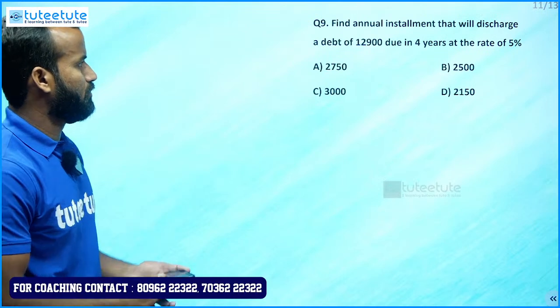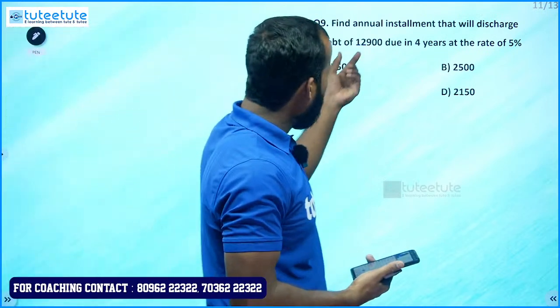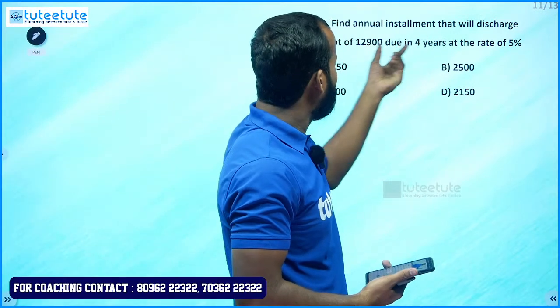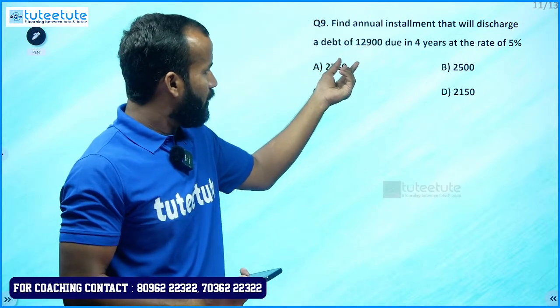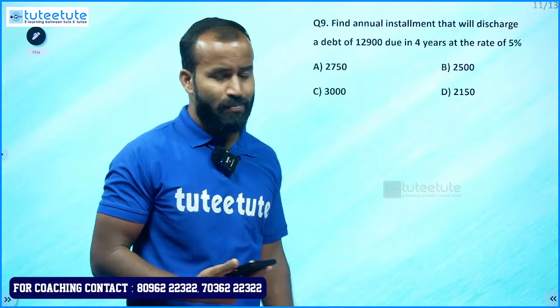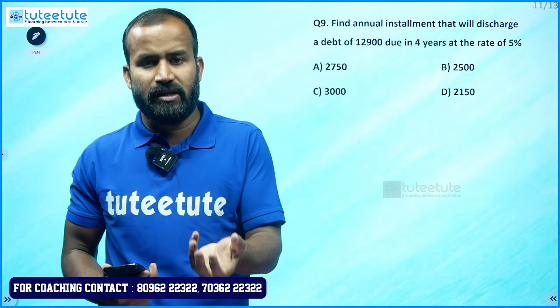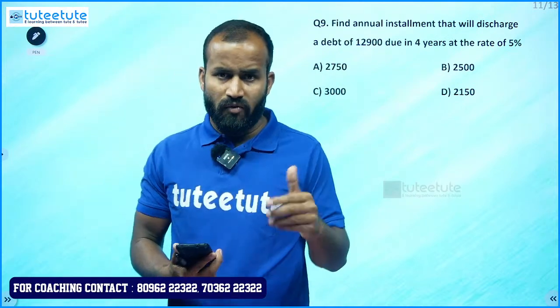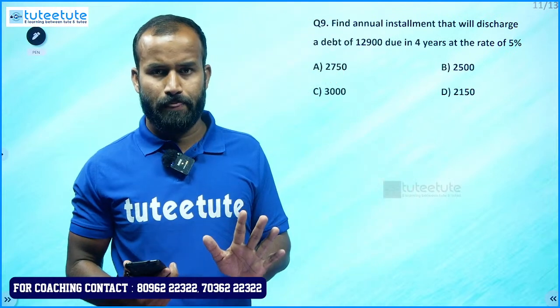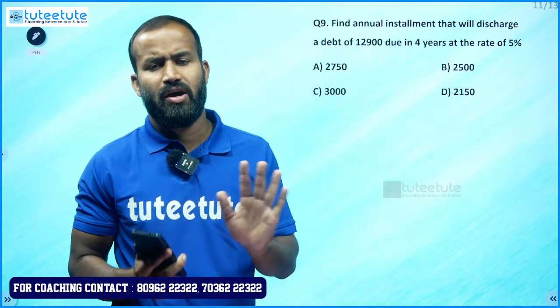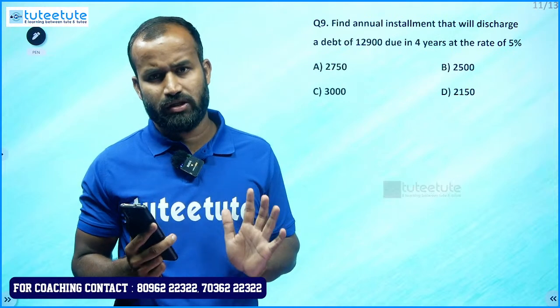Okay, next question. Find the annual installment that will discharge the debt of 12,900 due in 4 years at the rate of 5%. This is simple interest installment. Till now we completed compound interest installments. Now we are going to discuss simple interest installment. Simple interest installment is very easy. With one problem itself we can understand what it is.